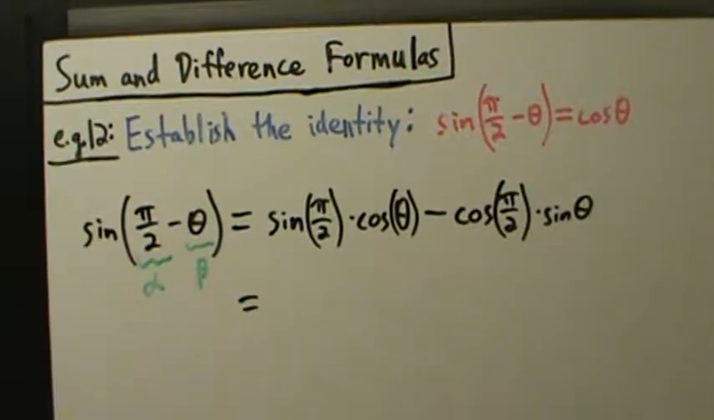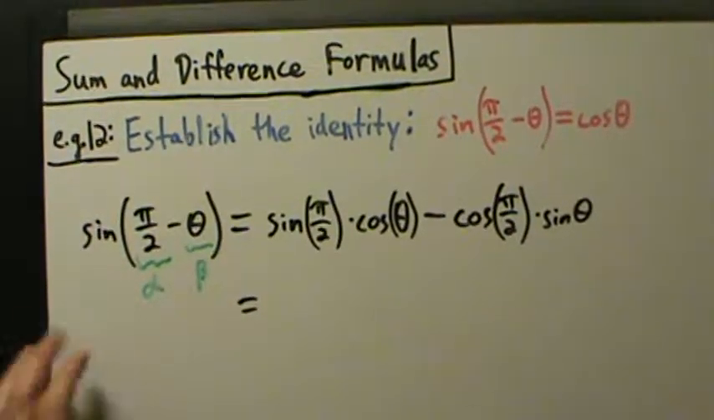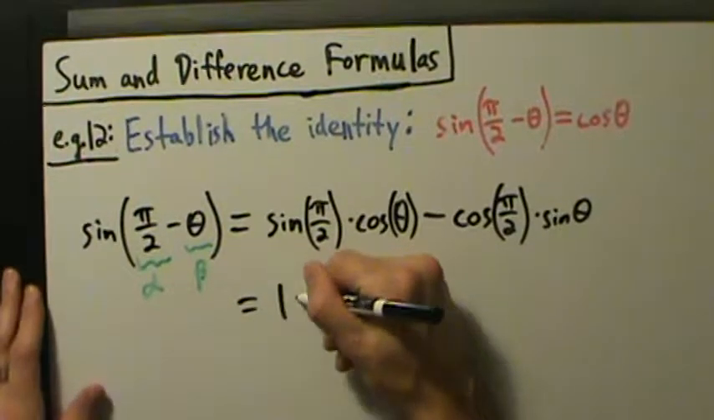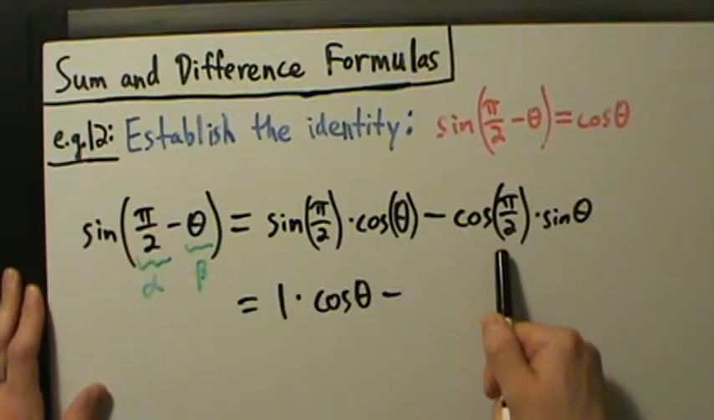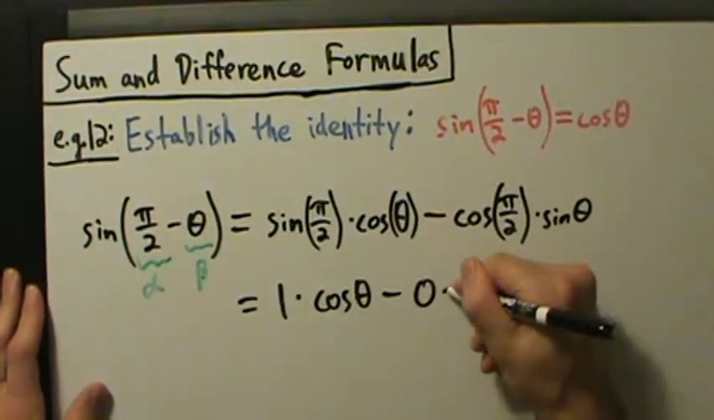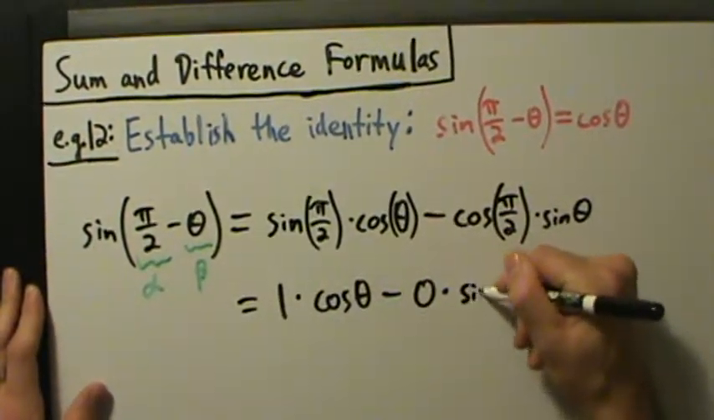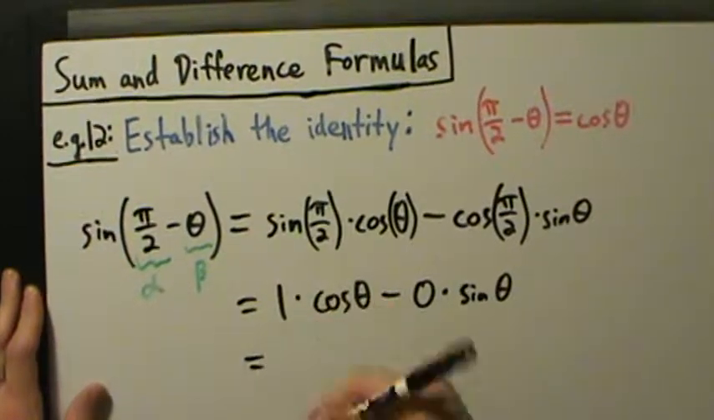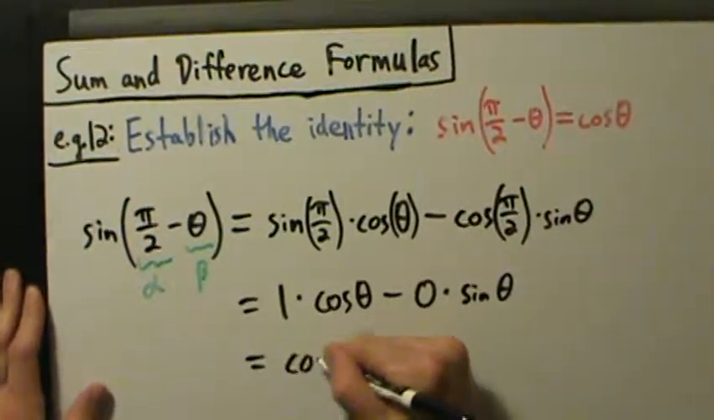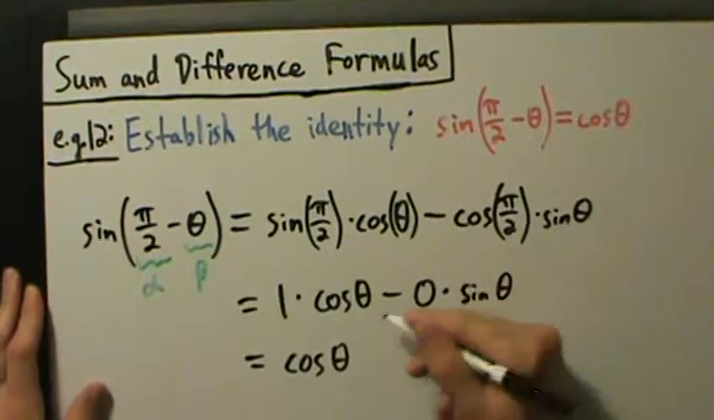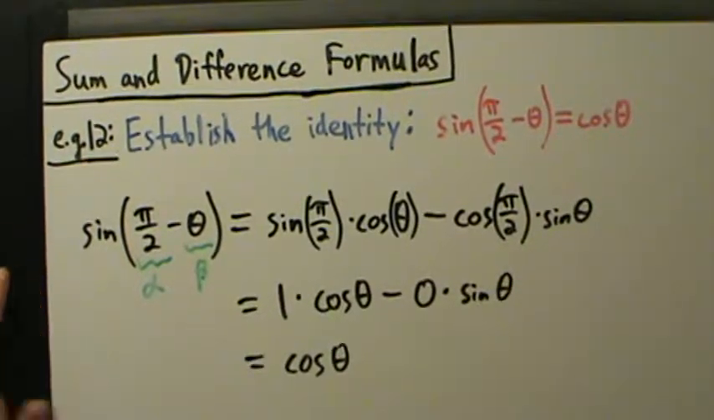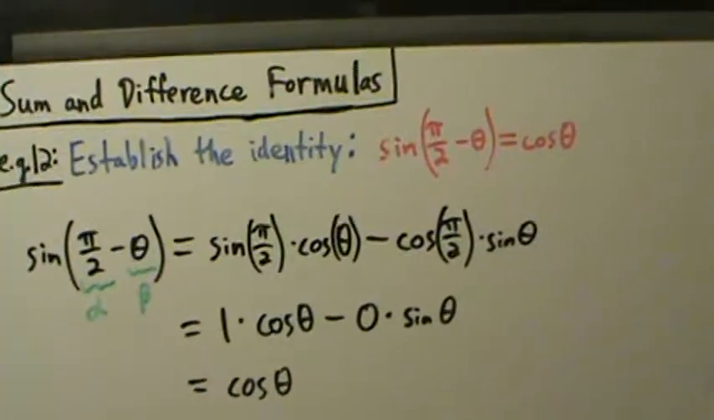Now let's simplify. Sine of pi over 2, we know from the unit circle, is just 1. Cosine of theta is just cosine of theta. Cosine of pi over 2, we also know from the unit circle, is 0. Sine of theta is sine of theta. 1 times cosine of theta is cosine of theta. 0 times sine of theta is just 0, so this term completely goes away. All we're left with is cosine of theta, and that's exactly what we wanted.